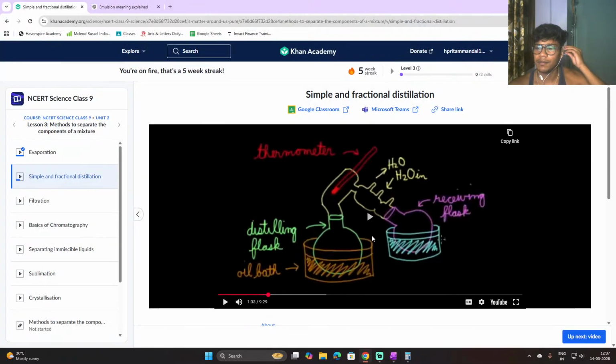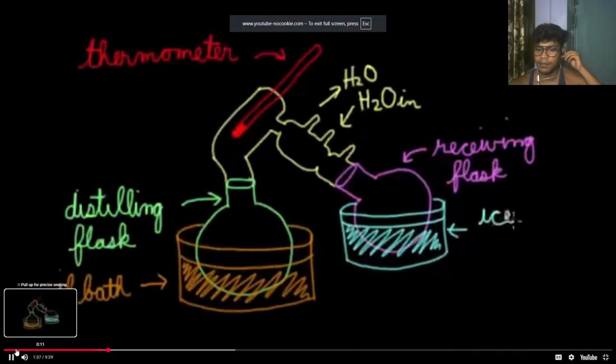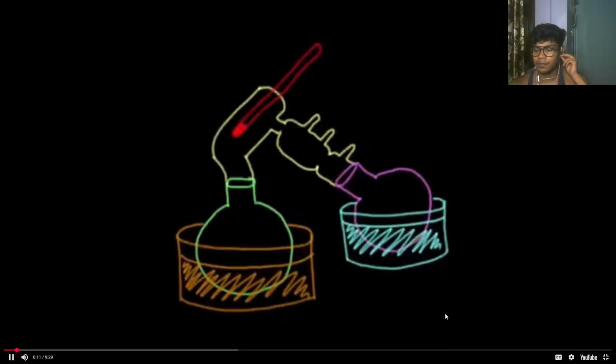here, at a low temperature. I have marked the ice bath in blue, kept cold.